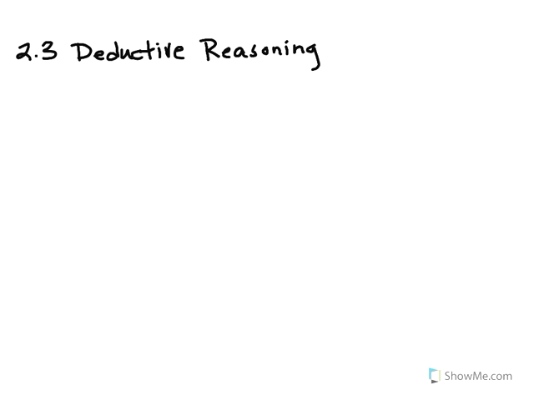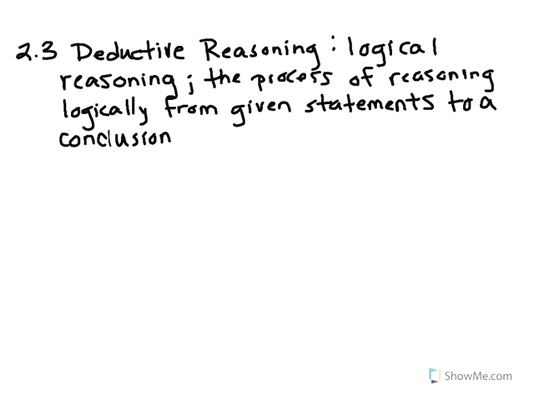This is lesson 2.3, which talks about deductive reasoning. So, what is deductive reasoning? Deductive reasoning is logical reasoning. In other words, it's the process of reasoning logically from given statements to a conclusion. This is like what lawyers do. This is what you do when you argue with your mom and dad as to why you're trustworthy enough to go to the movies with your friends, etc., etc.